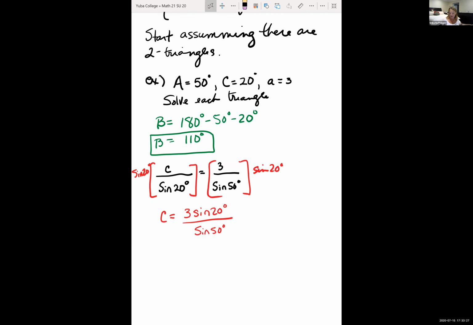Okay, so you definitely need a calculator for this section or chapter. So make sure you're in degrees instead of radians when you plug this in the calculator. You're going to do 3 sine of 20. Make sure you close off that parentheses for your angle, and then divide by sine of 50. And when you do that, you get approximately 1.3.